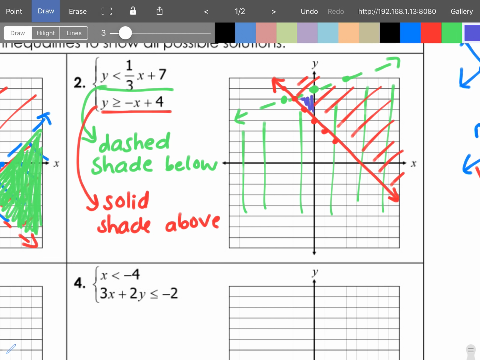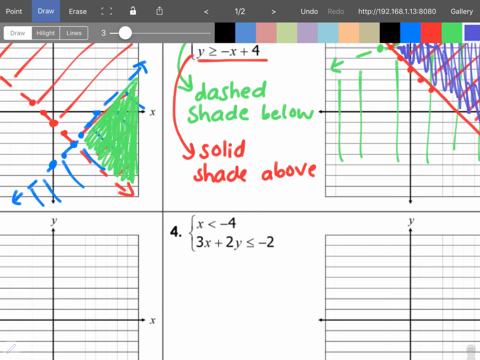They meet here, so this whole thing, shade darker. So this is your answer. Any point that we pick in that purple region, if we plugged it into both the top and bottom equation, it would be true for both. That's what that means.